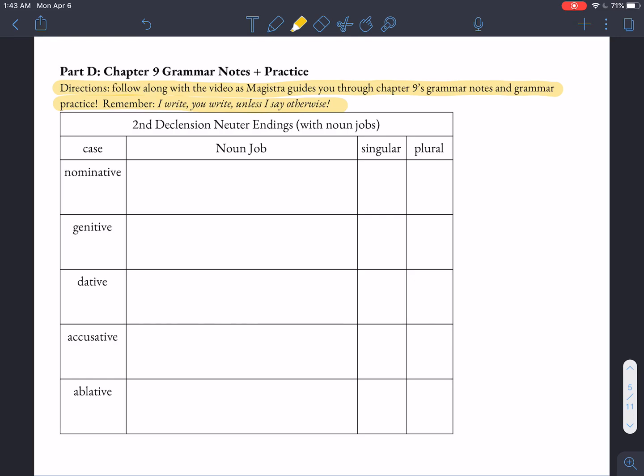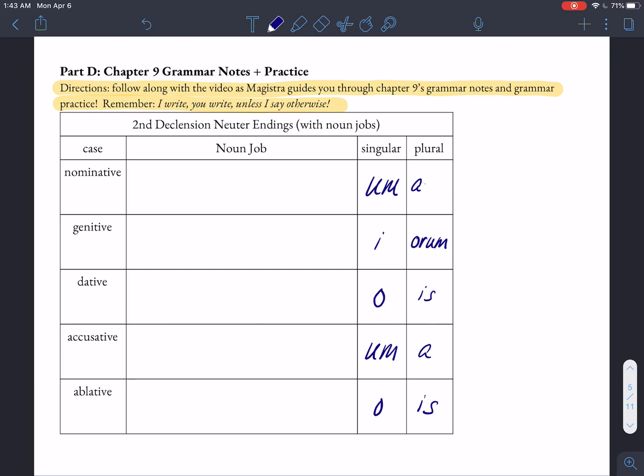So, first things first, let's just put in our new second declension endings. That's going to go over here. U-M, I-O-U-M, O-A-O-R-U-M, I-S, A-I-S. That's the neuter second declension. Okay, so those are the endings.